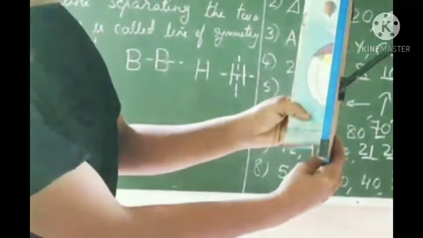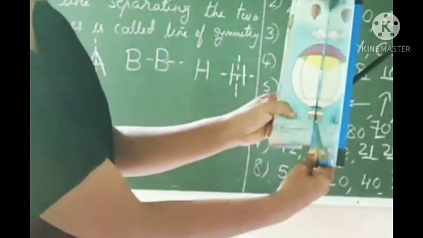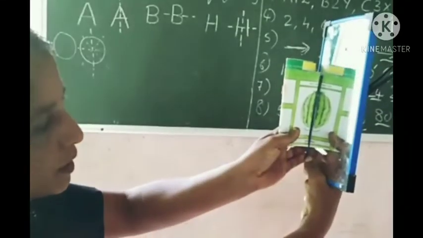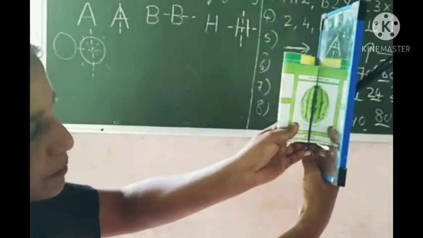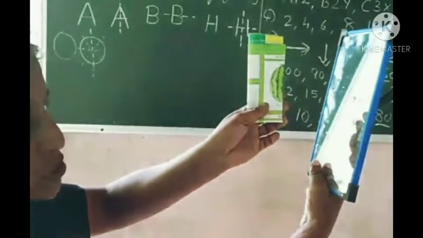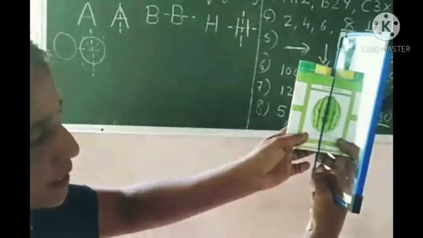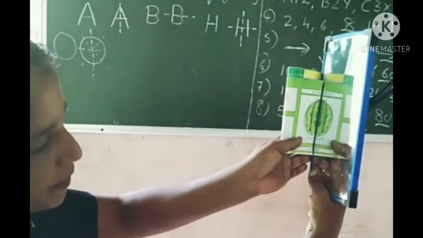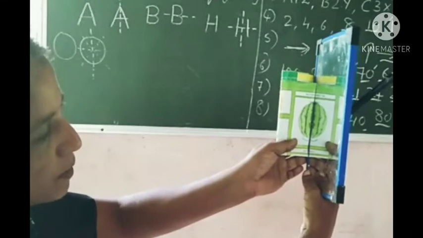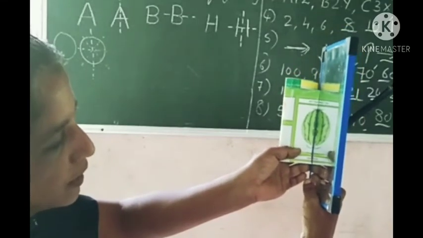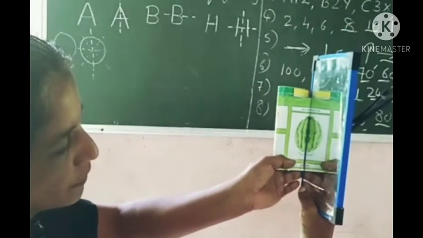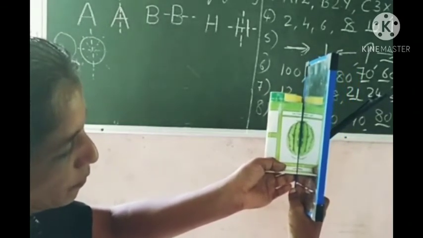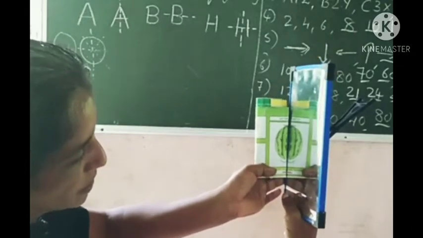Can you see the full one? Yes, we can see the full picture. Listen here. This is a watermelon. I have a half portion and I keep it inside the mirror. Then I get the full watermelon. Understood? This is called the mirror image. If we keep half of the shape near the mirror, then we will get the full one. This is called a symmetrical shape. Both are the same shape.